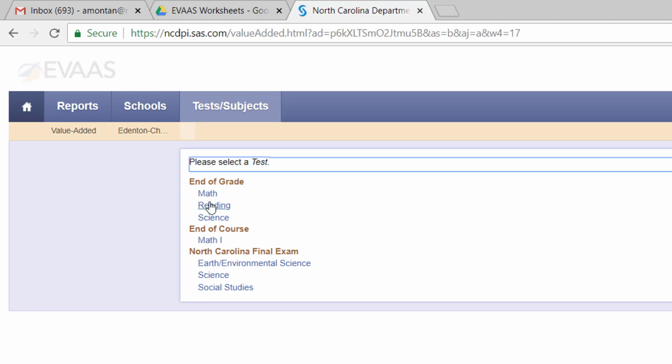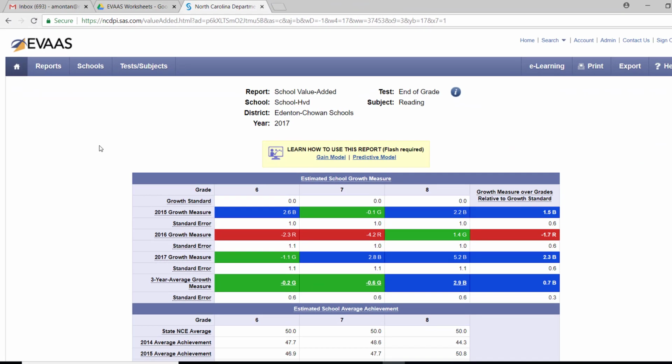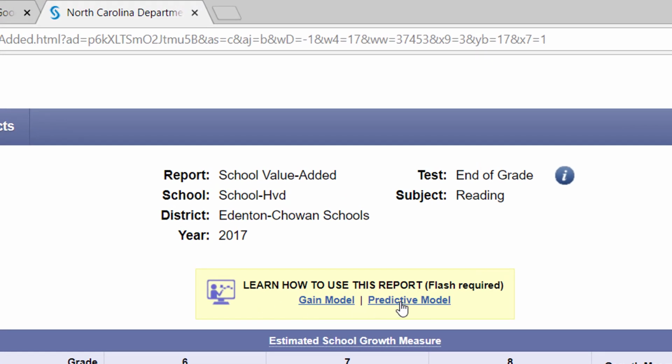So let's take a look at a value-added model. There are 2 models in the value-added report. You have the gain model and you have the predictive model. The gain model shows how well students did in tests that are given over consecutive years. So those examples would be your EOG reading and math in grades 3 through 8. The predictive model shows the tests that are not given in consecutive years, such as your 5th grade and 8th grade science test, your EOCs, your NCFEs.